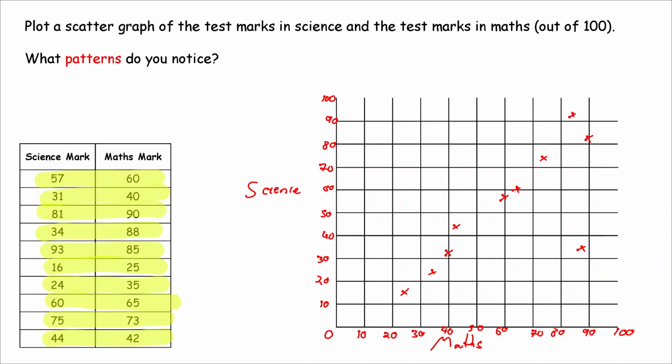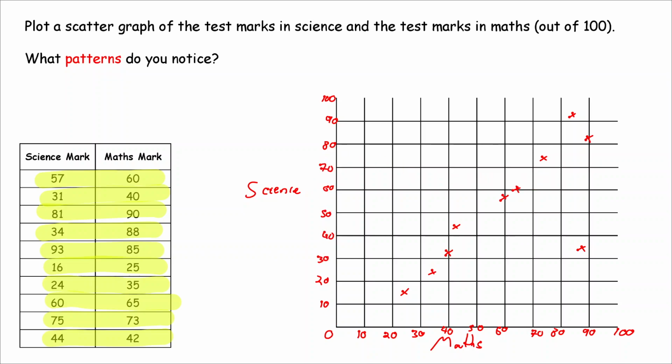But overall, the pattern is, as the maths mark increases, the science mark also increases. Which kind of makes sense because probably, not always, but the better you are at maths, you're probably going to be better at science also. If you like working and your maths is good, your science is probably going to be quite good also. And similarly, if you're pretty good at science, you might be pretty good at maths also.